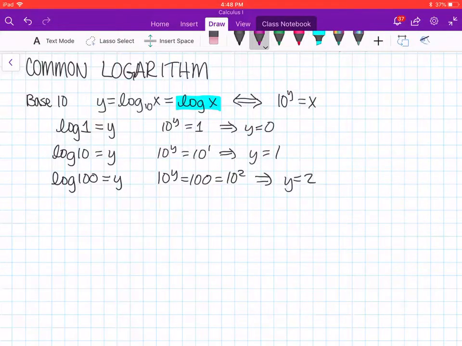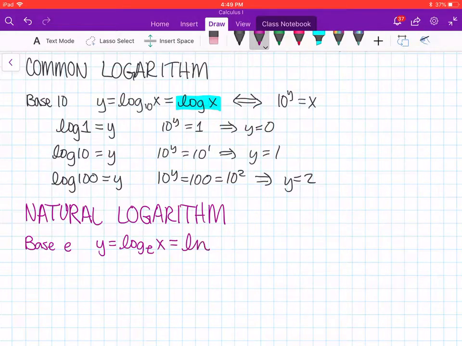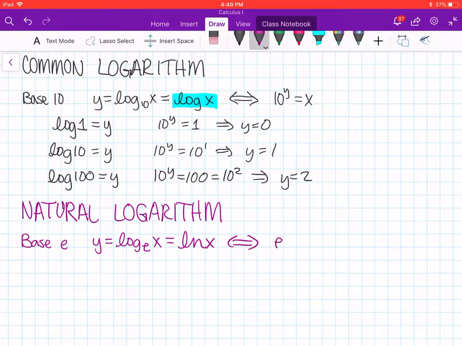Okay, so we just got done talking about the common logarithm, and now we're going to move on to the natural logarithm. Here, instead of being base 10, we have base e. So we get y equals log base e of x. Since it's just a number, we're going to denote it as ln of x, and that is equivalent to e to the y equals x.